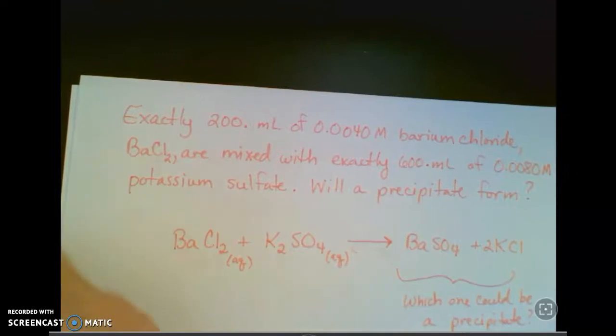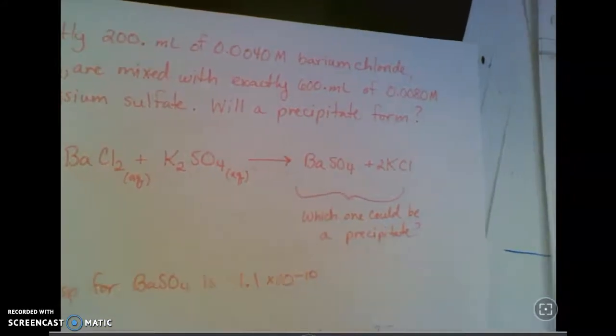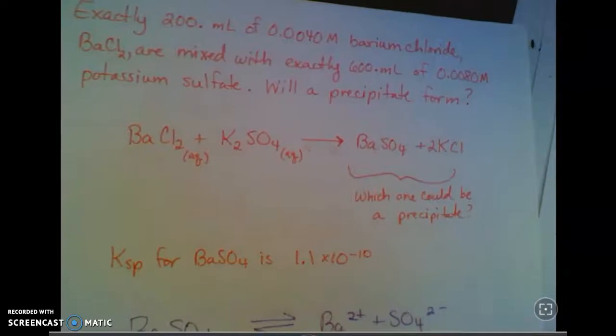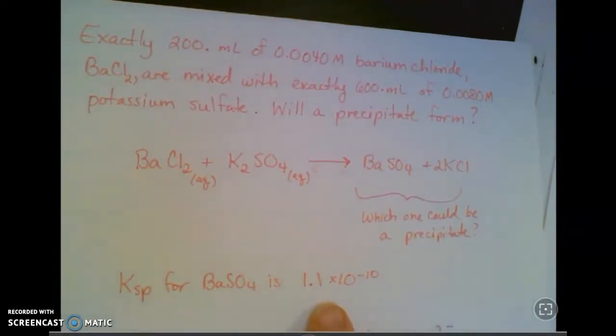So if you're not sure, again, just look at that Ksp chart. And I see Ksp listed there. There is a Ksp for barium sulfate. And it's 1.1 times 10 to the negative 10. That means barium sulfate is only slightly soluble, or pretty much insoluble. It's going to form my precipitate.